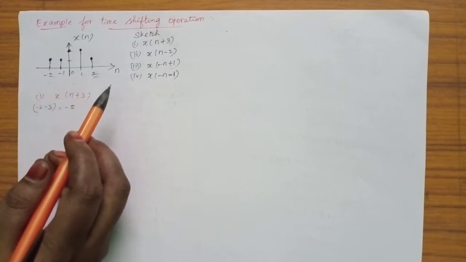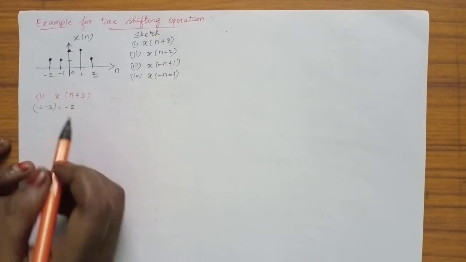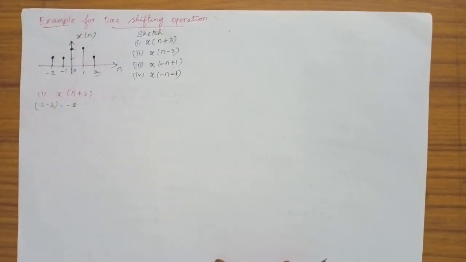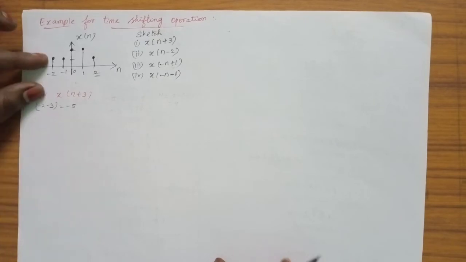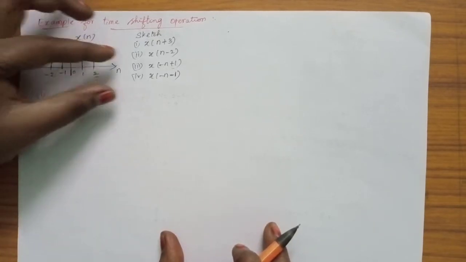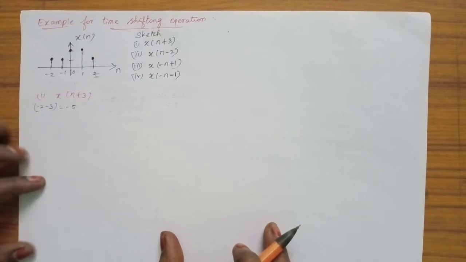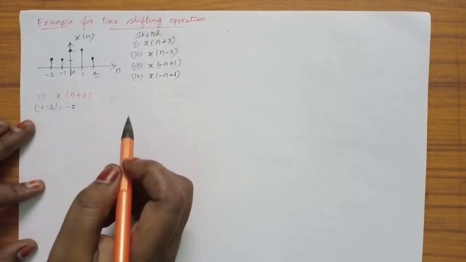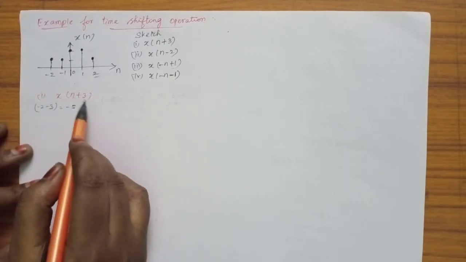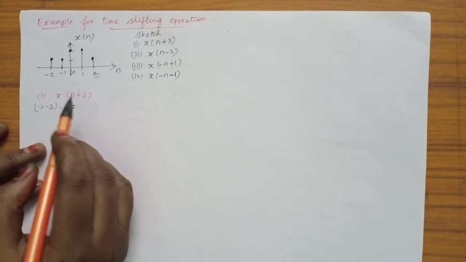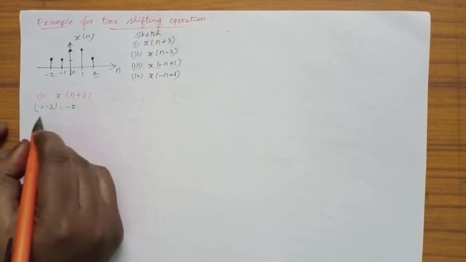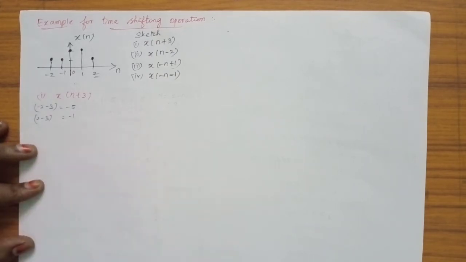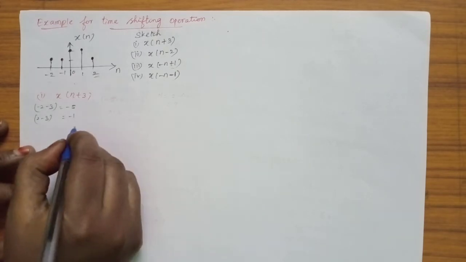If you check the first and last point, that is enough, because in the shifting operation we move the entire signal without changing the shape or amplitude, just moving it towards the right side or left side. So it is enough to calculate the first limit and the last limit. It's n plus 3, so we subtract 3. Minus 2 minus 3 is minus 5, and 2 minus 3 is minus 1. So we can draw x of n plus 3.